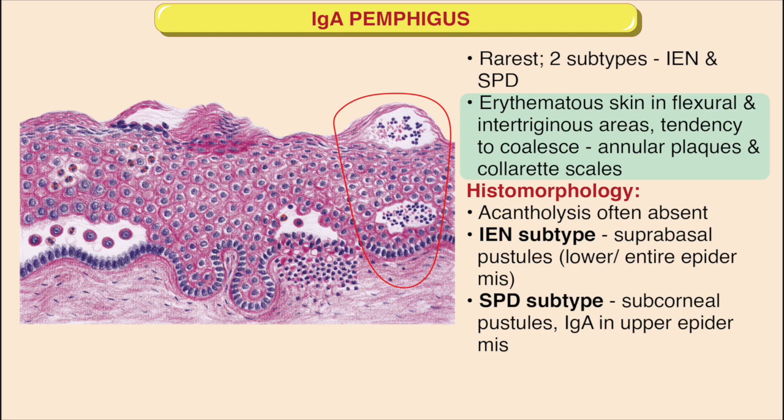IgA pemphigus often involves erythematous skin in flexural and intertriginous areas. The lesions have a peculiar tendency to coalesce to form annular plaques with elevated margins and collarette-like scaling. Acantholysis is usually absent. IEN subtype is characterized by suprabasilar pustules involving lower or entire epidermis. In SPD subtype, there are subcorneal pustules and increased IgA intensity in the superficial epidermis.